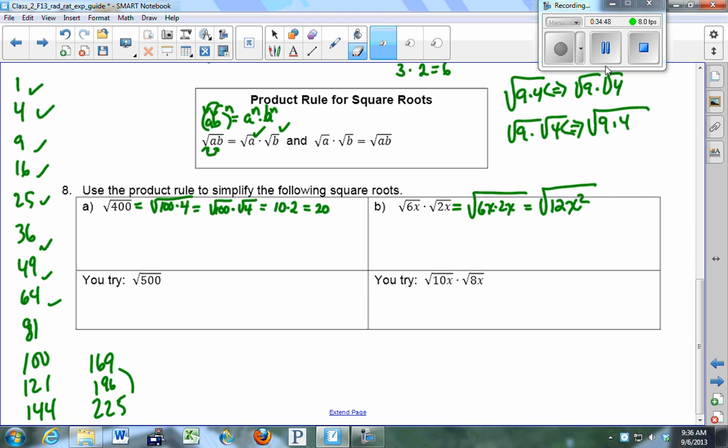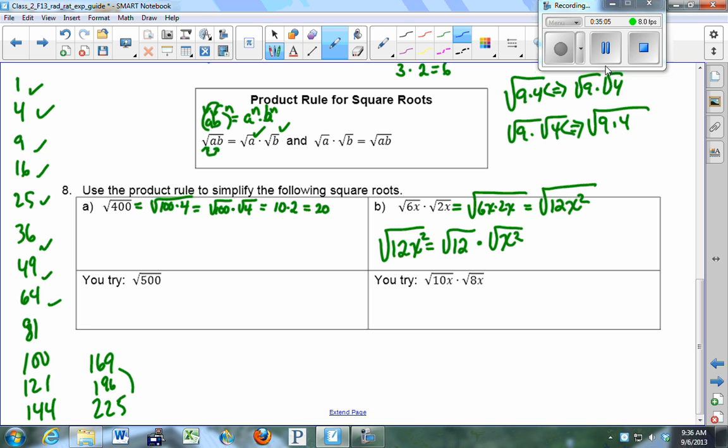Okay, so now you say, okay, I'm going to do just like I did on part A here. I'm going to bust this apart. I'm going to take the square root of the 12, and I'm going to multiply it by the square root of x squared. All right? And what did we say the square root of x squared was going to be? Absolute value of x, right? They just cancel out, but it's an even root. You have to put the absolute value.